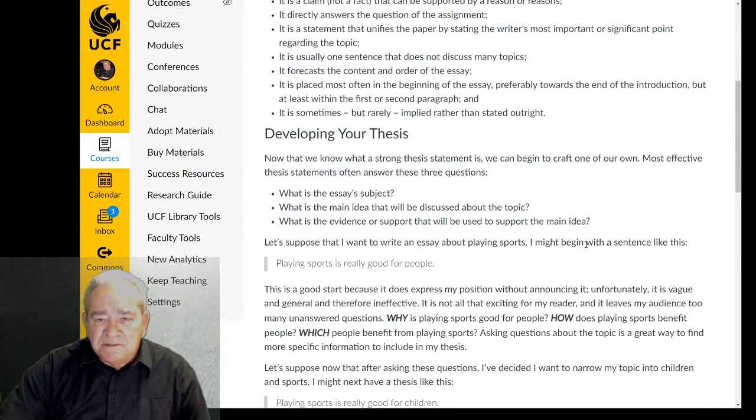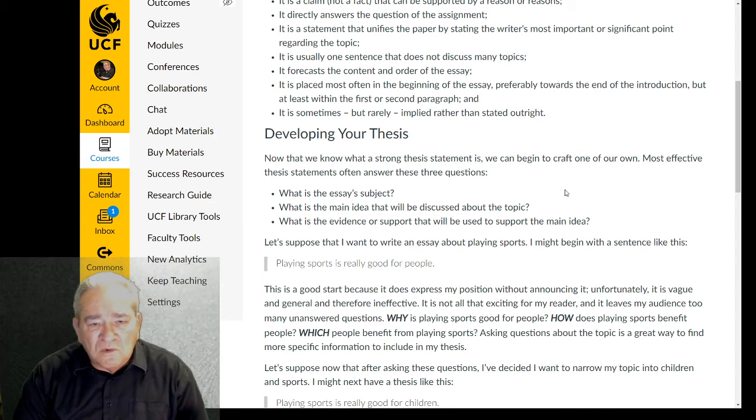Developing your thesis. Here's the most effective thesis statements. Here's what it says. Number one, what is the essay subject? Is it gun control? Is it abortion? Is it marriage? Is it minimum wage? Is it legalizing marijuana? Is it climate change? In this little example here, it's sports.